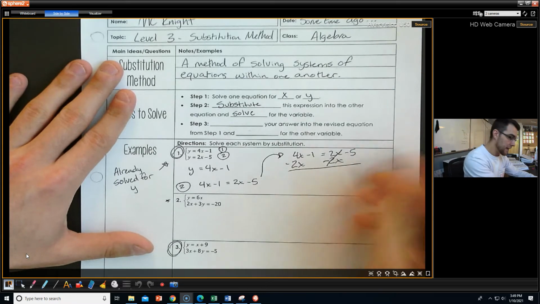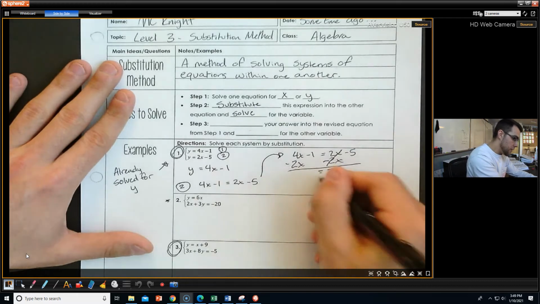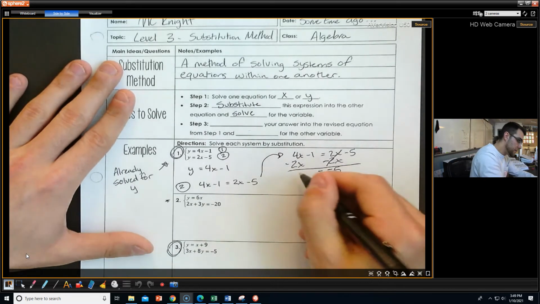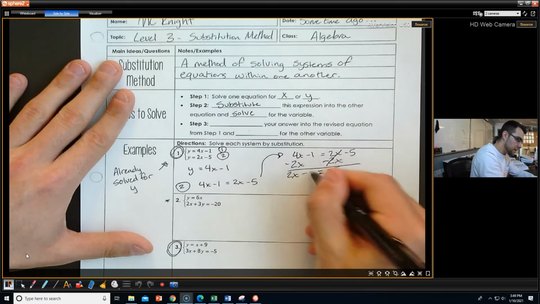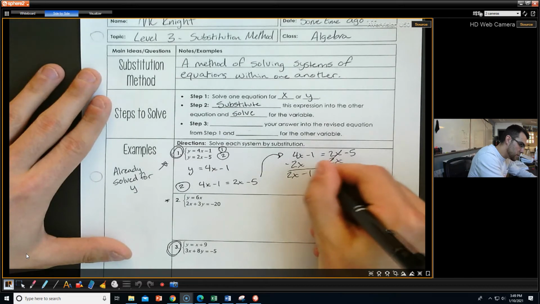I'm going to be left with negative 5 on that side. And that's going to be equal to, well, we have 4x minus 2x. They're like terms, so I can combine their numbers. So we get 2x and then minus 1 equals negative 5. Now, it is a two-step equation.